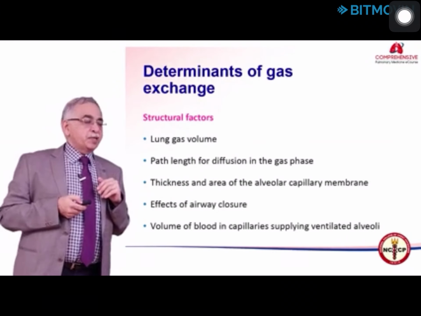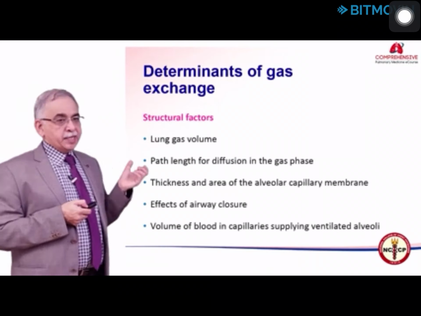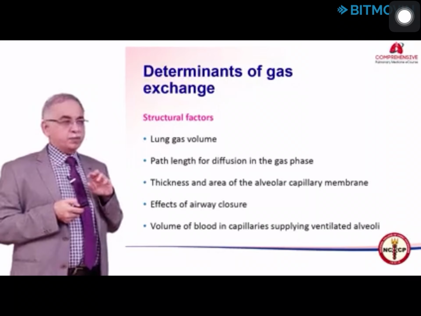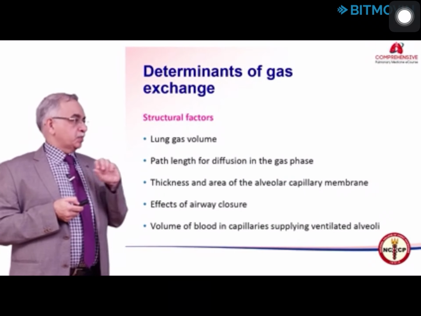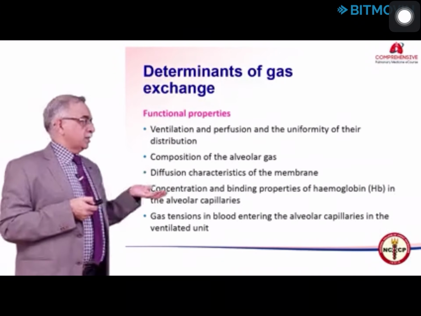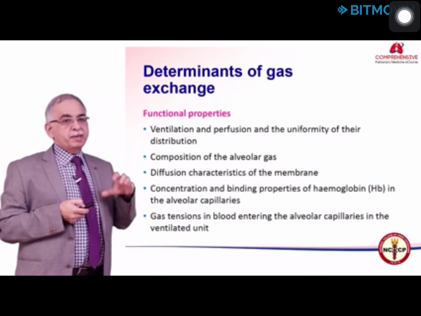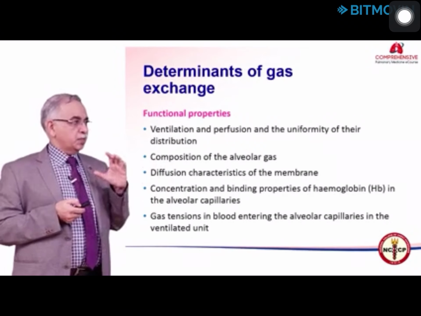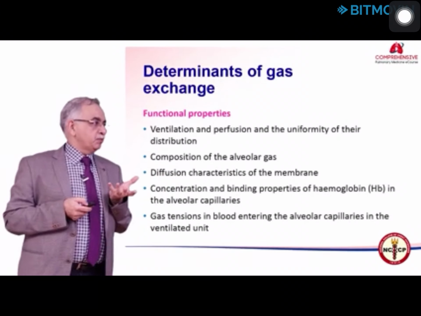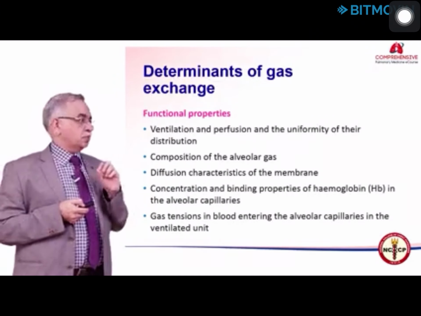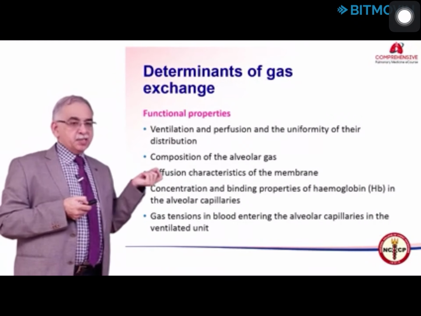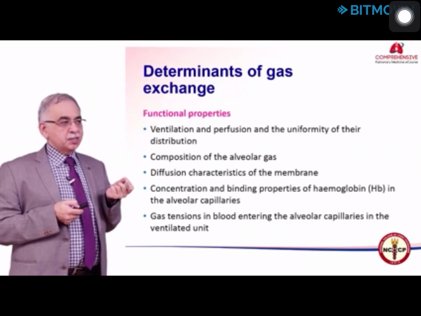The gas exchange depends on several factors: the gas volume, the diffusion path which we have discussed earlier, the thickness and area of the alveolar capillary membrane, how good the ventilation is, and what the volume of blood in the capillaries supplying the ventilated alveoli is. Then the functional properties: the mismatch between ventilation and perfusion, and the uniformity of their distribution, the composition of the alveolar gas, the diffusion characteristics of the membrane, the concentration and properties of the hemoglobin, and the gas tension of the blood entering the alveolar capillaries in the ventilated units.